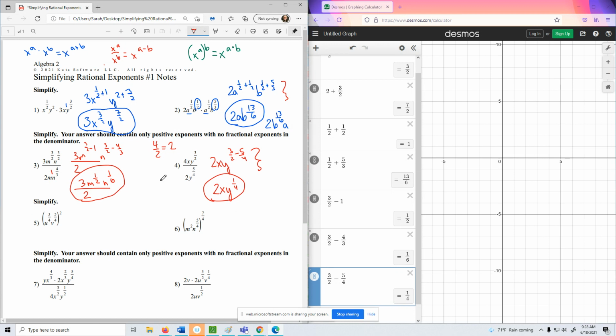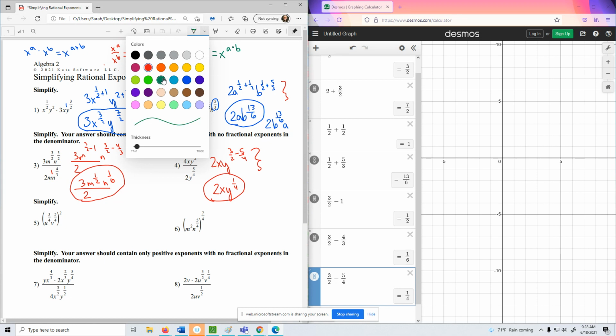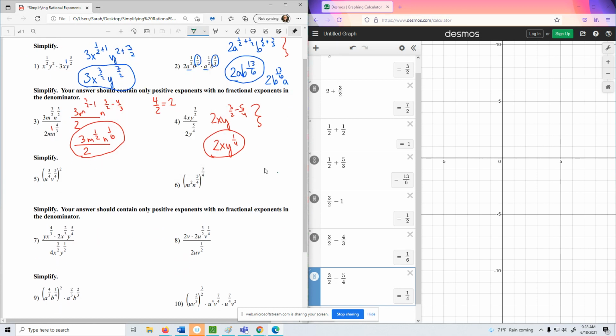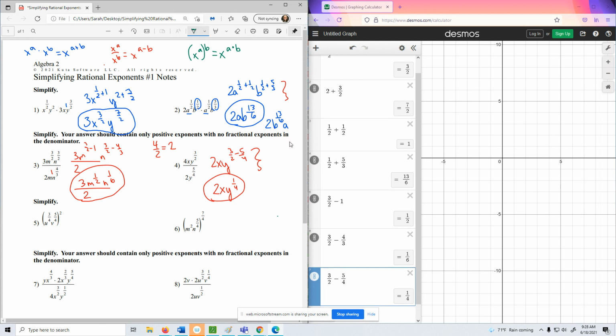Alrighty, 5 and 6 are going to use that third rule, the power of a power rule, the one I have written here in green. What your power of a power rule says is that when we have inside exponents and outside exponents, we multiply them together. It's like you're distributing the exponent. So here we go. I'm thinking u to the 3 over 4 times 2, and I'm thinking v to the 5 over 4 times 2.